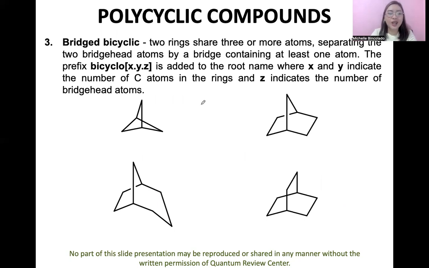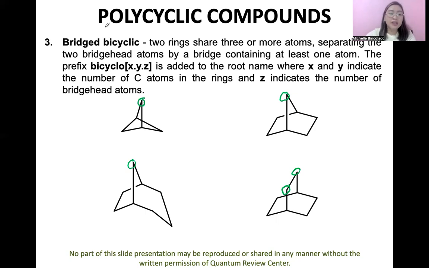Bridge bicyclic, 2 rings share 3 or more atoms, separating 2 bridgehead atoms by a bridge containing at least 1 atom. So, ayan guys, yung mga bridge ito. Bridge, bridge, bridge, ito dalawa. Okay, so hindi na siya .0, hindi. XYZ na siya. Bicyclo XYZ is added to the root name, where X and Y, again, indicate the number of carbon atoms in the ring.